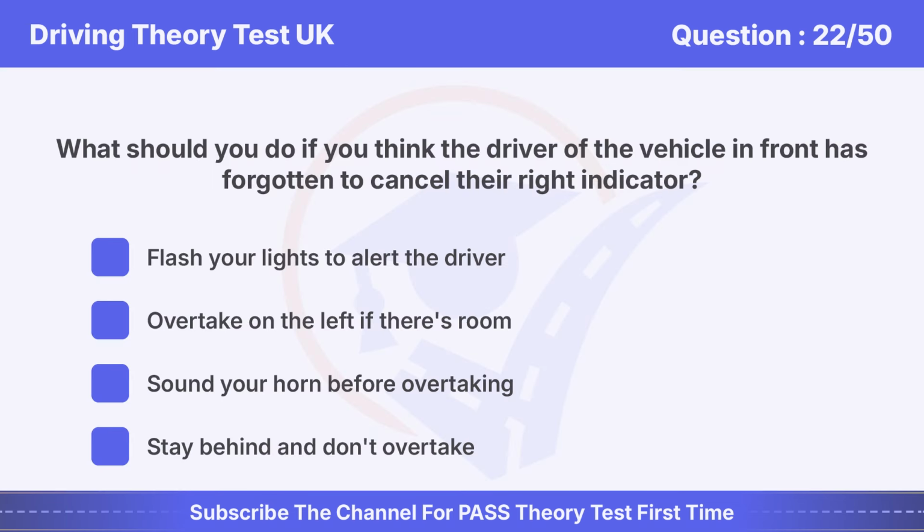Question 22. What should you do if you think the driver of the vehicle in front has forgotten to cancel their right indicator? Option A. Flash your lights to alert the driver. B. Overtake on the left if there's room. C. Sound your horn before overtaking. D. Stay behind and don't overtake.